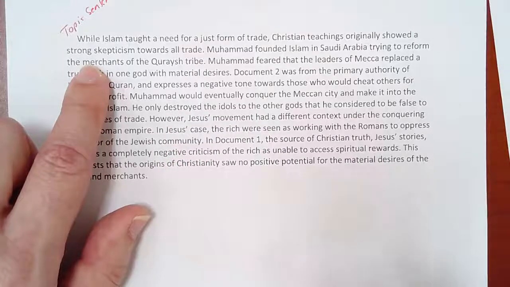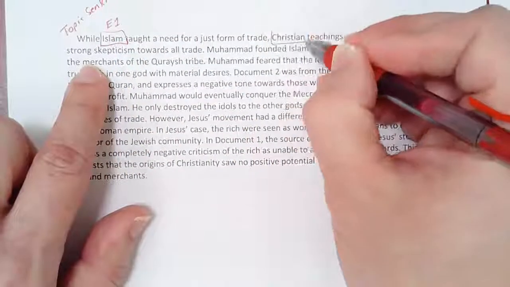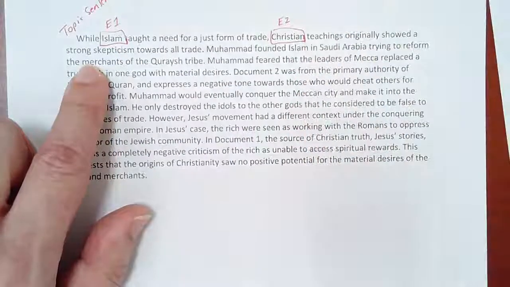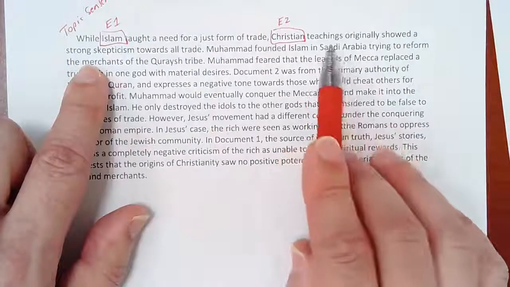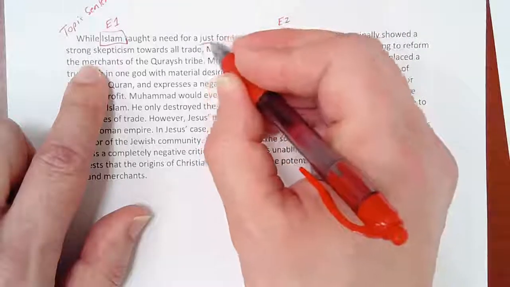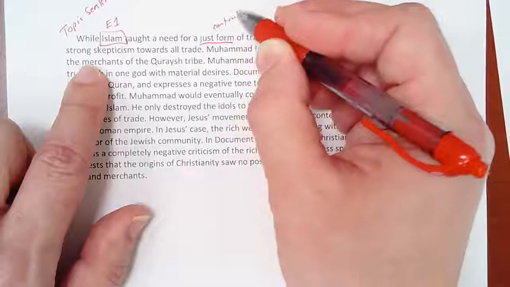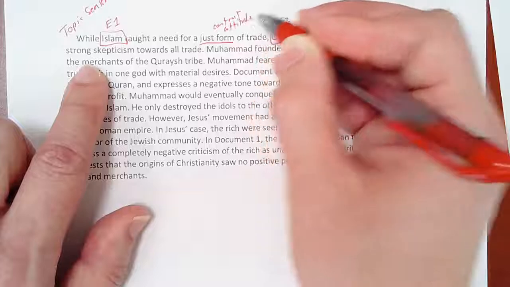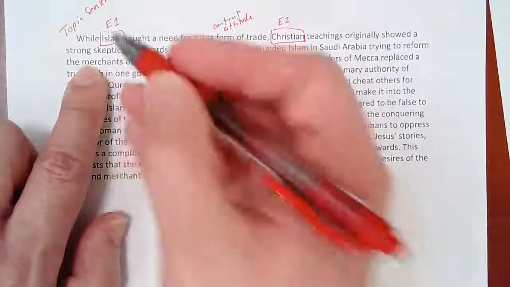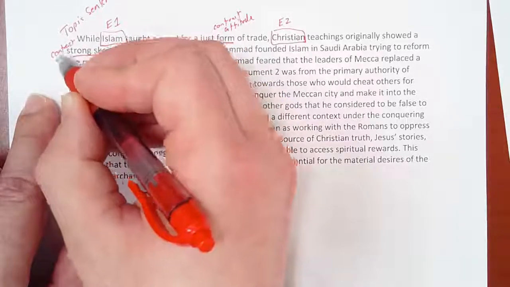So notice why this becomes a good contrast statement. We have both of our elements. Here's element 1, Islam. Here's element 2, Christian teachings. Notice too that we have the attitudes here by the word teachings. This is a direct contrast because we are told what the attitudes about trade are. In the case of Islam, there's a call for a just form of trade. And in the case of Christianity, we have a strong skepticism. There's our contrast in the attitude towards trade.